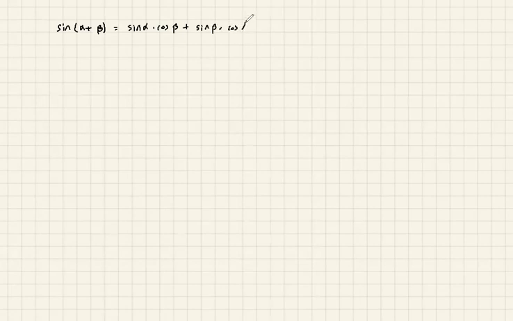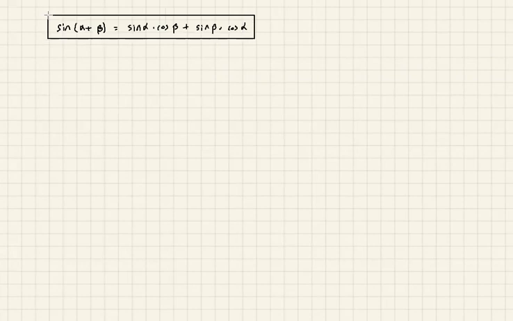Hello. In this video, I'll talk about the angle sum identity for sine, but maybe we can apply that to the difference as well. Let's go with the sum first. It's just the sine of the sum of two angles, alpha and beta, which is equal to sine alpha times cosine beta, plus sine beta times cosine alpha.